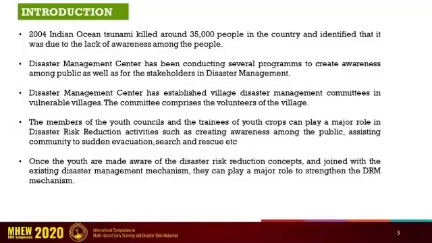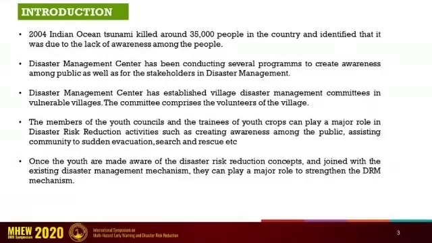Awareness and education are vital and important for reducing disaster risk in different communities. In 2004, the Indian Ocean tsunami killed around 35,000 people, and it was identified that this was due to the lack of awareness among the people. Disaster Management Center has been conducting several programs to create awareness among the public as well as the stakeholders in disaster management. Disaster Management Center has established village disaster management committees in vulnerable villages, and these committees comprise the volunteers of the village.